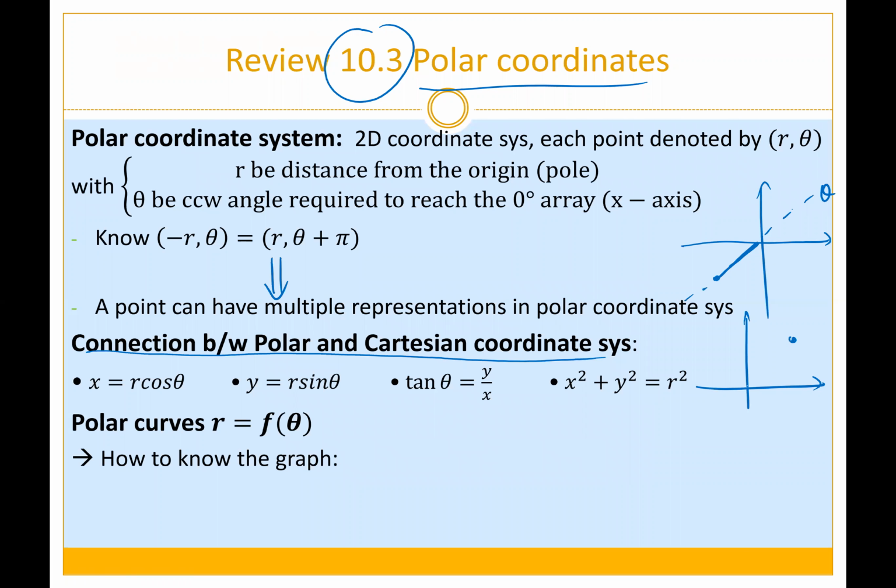When you have any single point, this is the r and this angle is theta, this is your x and this is your y. So this one is r cosine theta and this one is r sine theta. Now tangent theta, if it exists, is y over x, as we always have rise over run, which is also the slope of the line made by the origin and that point.